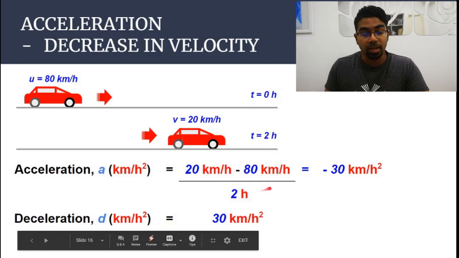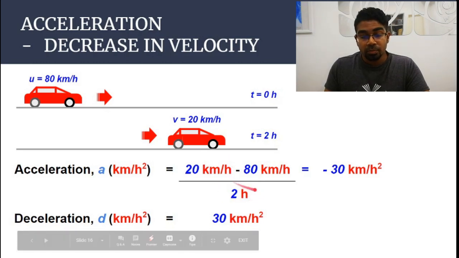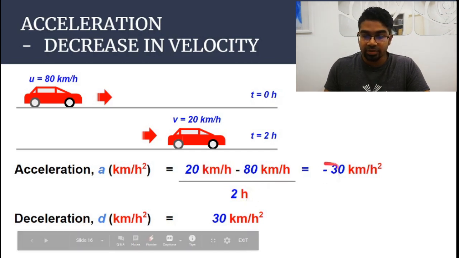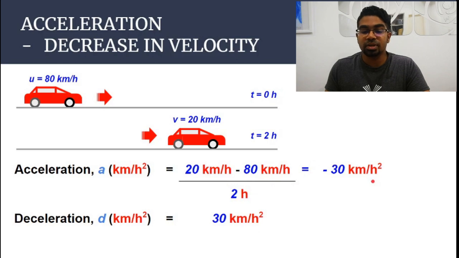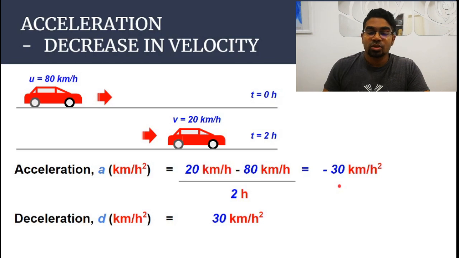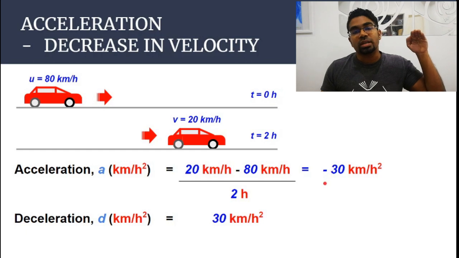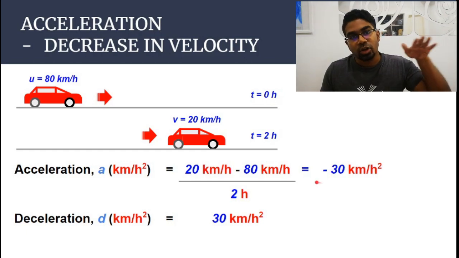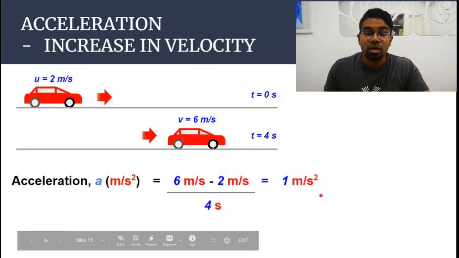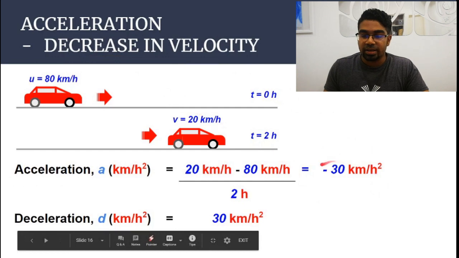Please take note of the unit as well. So if it was in kilometers per hour, the unit for time must be in hours. So when we perform this calculation, we get a negative answer, negative 30 kilometers per hour squared. Why is it negative? Because it is slowing down. When you get a negative acceleration, it indicates that it is slowing down. It is not speeding up. When there is an increase in velocity, we get a positive acceleration. When there is a decrease in velocity, we get a negative acceleration.